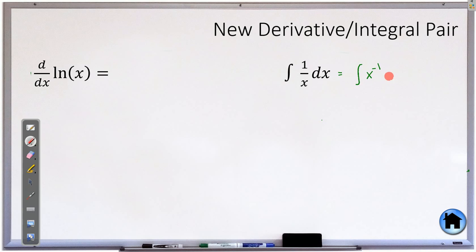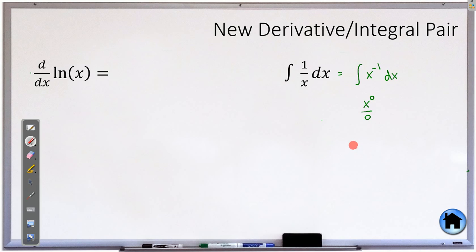Well, doesn't that just look like a power rule? So what you do is you take this and you add 1 to the exponent. So negative 1 plus 1 is 0. Weird. And you have to divide by that number. So we divide by that exponent. And there we have our problem.